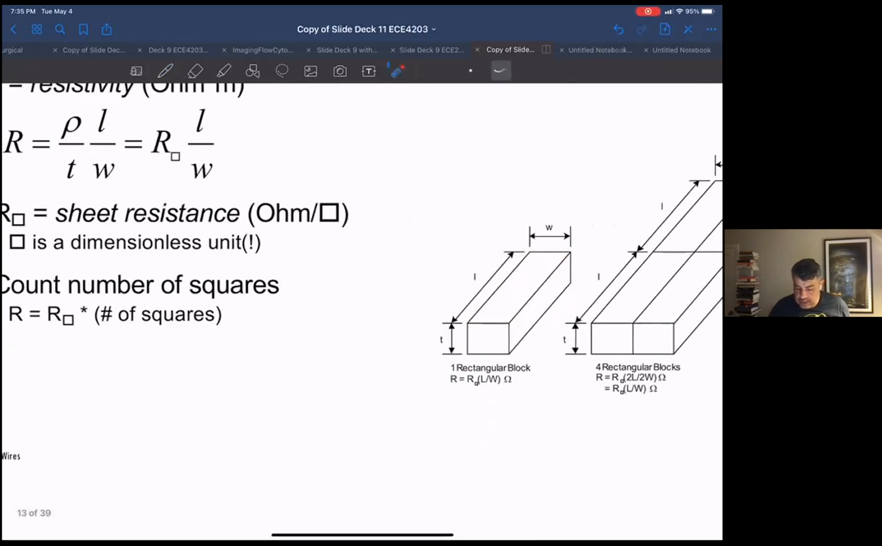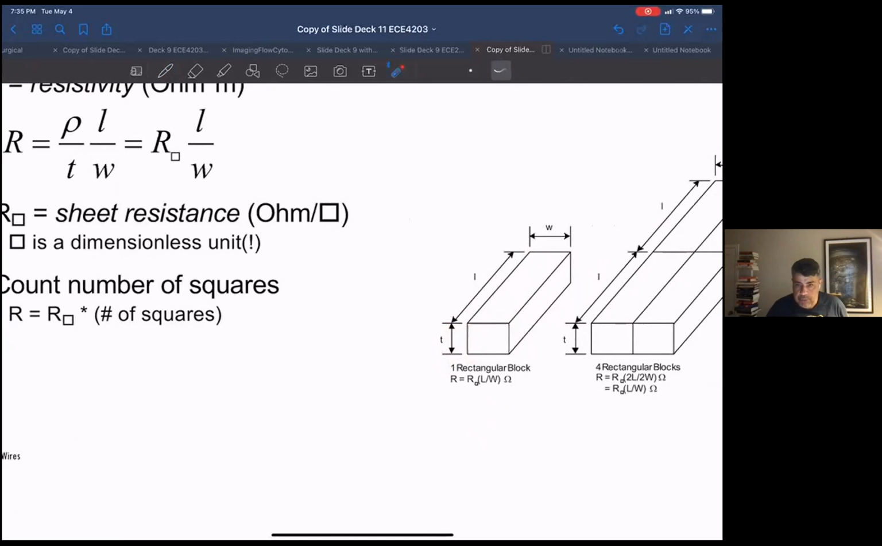So when you're doing chip design, you have no control over this thickness. This thickness is just a given. It's whatever the foundry is making the thickness of this.